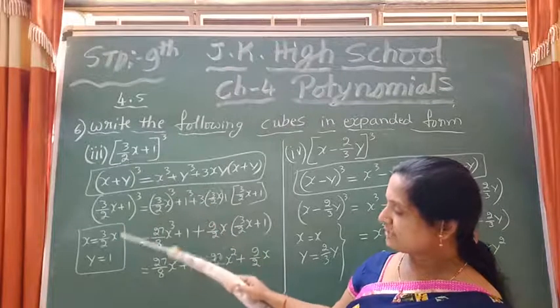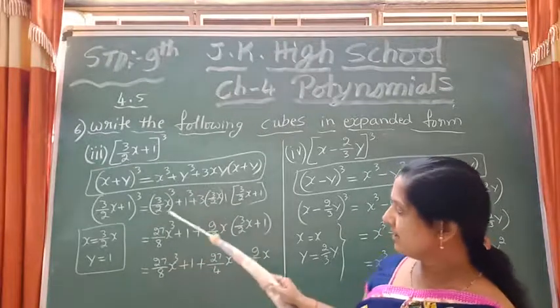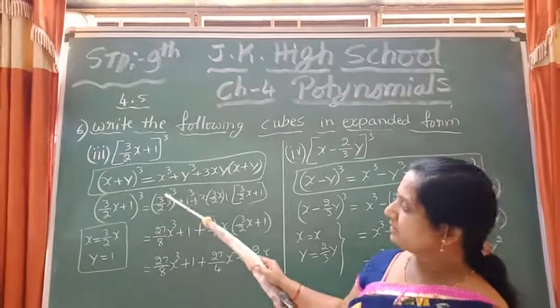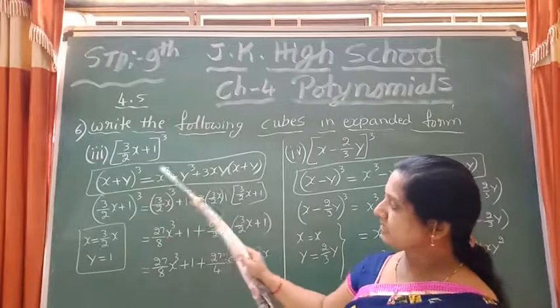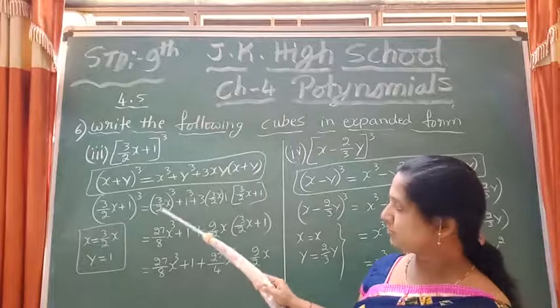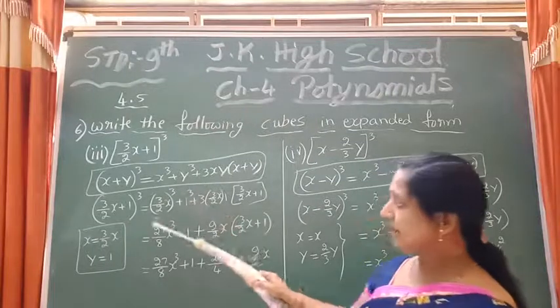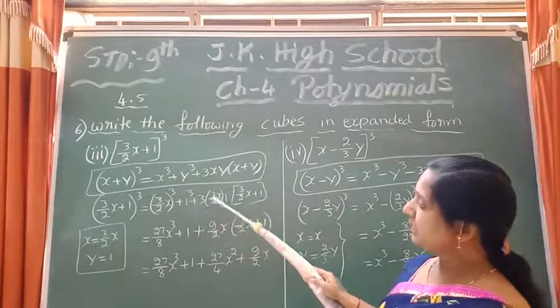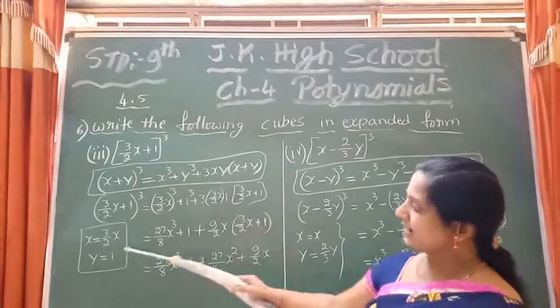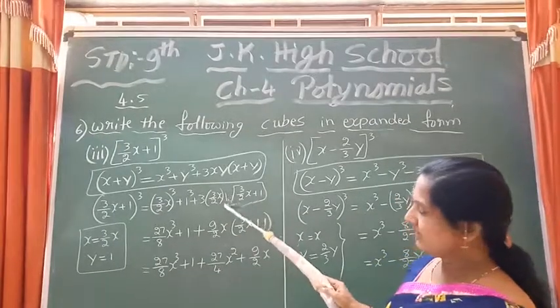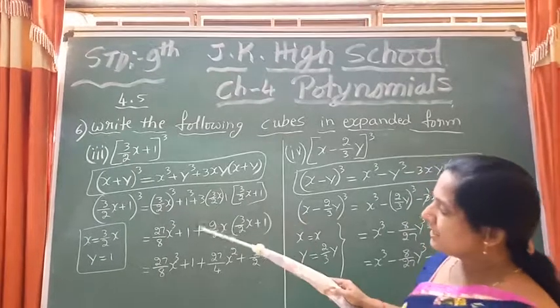What is there in the place of x and what is there in the place of y, and simplify. (3 by 2x) whole cube, because the x value is 3 by 2x and the y value is 1, cube plus 3 into x into y. In x's place put the x value, and in y's place put the y value, x plus y. Simplify now.